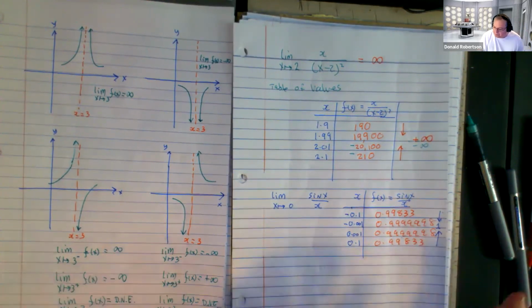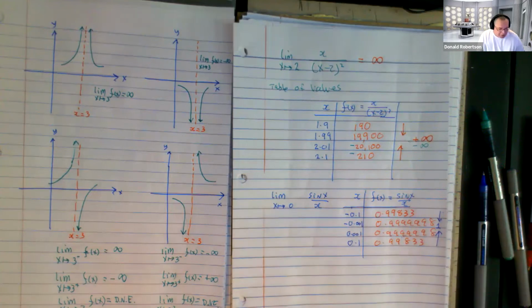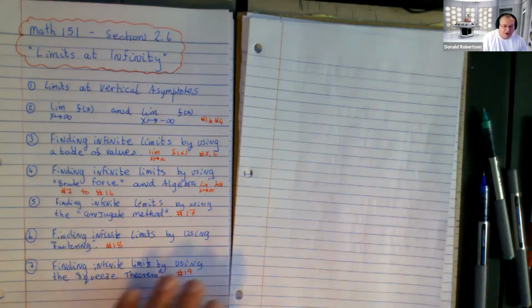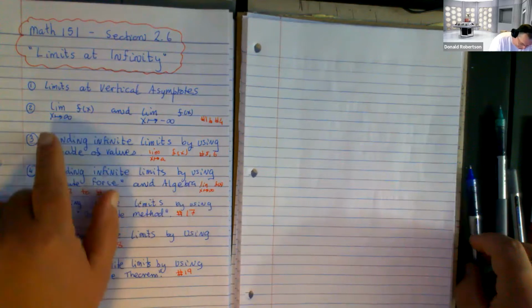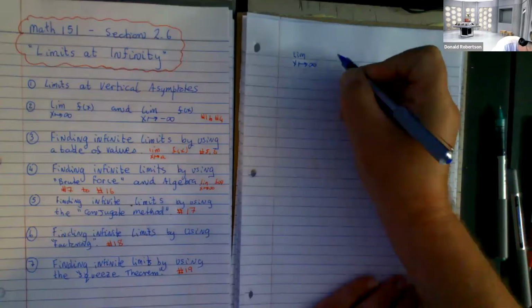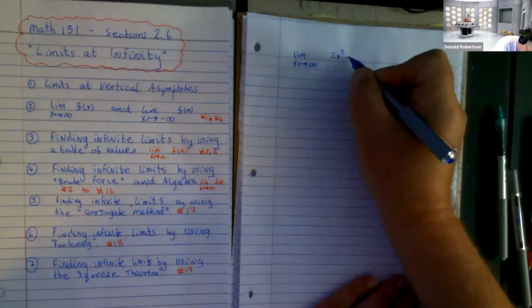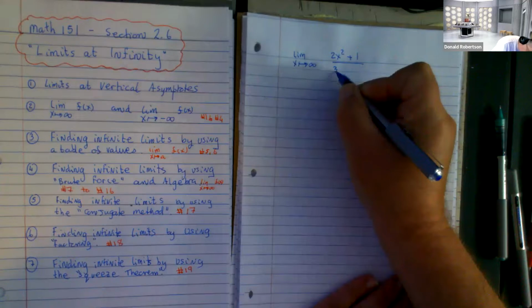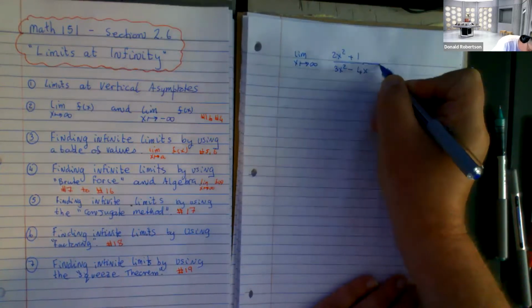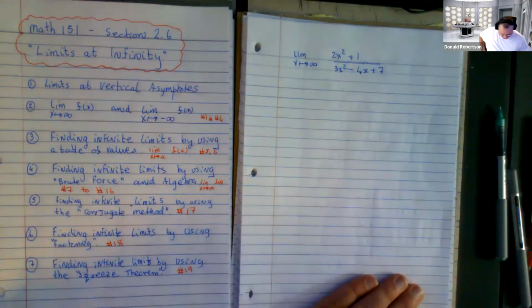So far, so good. Now, let's look at the other kind of infinities. Let's look at horizontal asymptotes, things that happen when you make x infinite. So, for instance, suppose I wanted to know the limit as x tends to infinity of 2x squared plus 1 over 3x squared minus 4x plus 7.